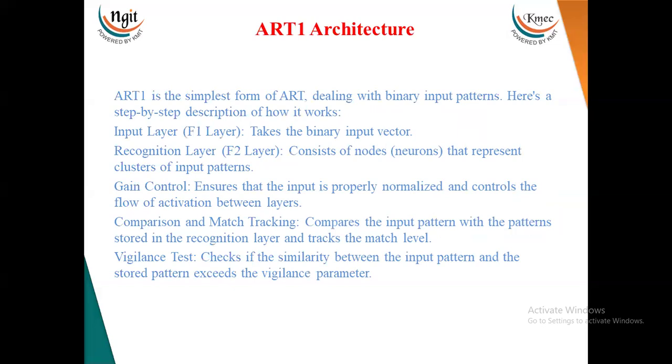ART1 will work only with the binary input vector. So it will have the first layer as the input layer, the F1 layer, which takes a binary input. The second one is the recognition layer, which consists of nodes that represent clusters of inputs. Gain control ensures that the input is properly normalized and controls the flow of activation between the layers. The fourth one is comparison and matching, which compares the input pattern with the stored recognition patterns. Finally, it is the vigilance test. This is the parameter required in order to balance what is already learned and what you are going to learn, that is plasticity and stability.